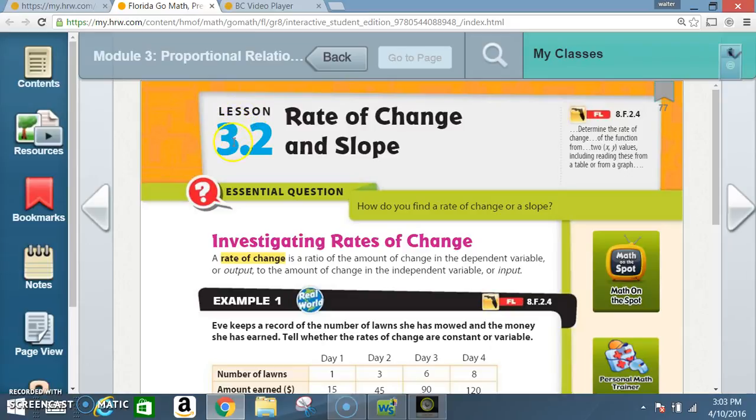Okay, class, today we're in lesson 3.2, rate of change and slope. Essential question: how do you find a rate of change or a slope?